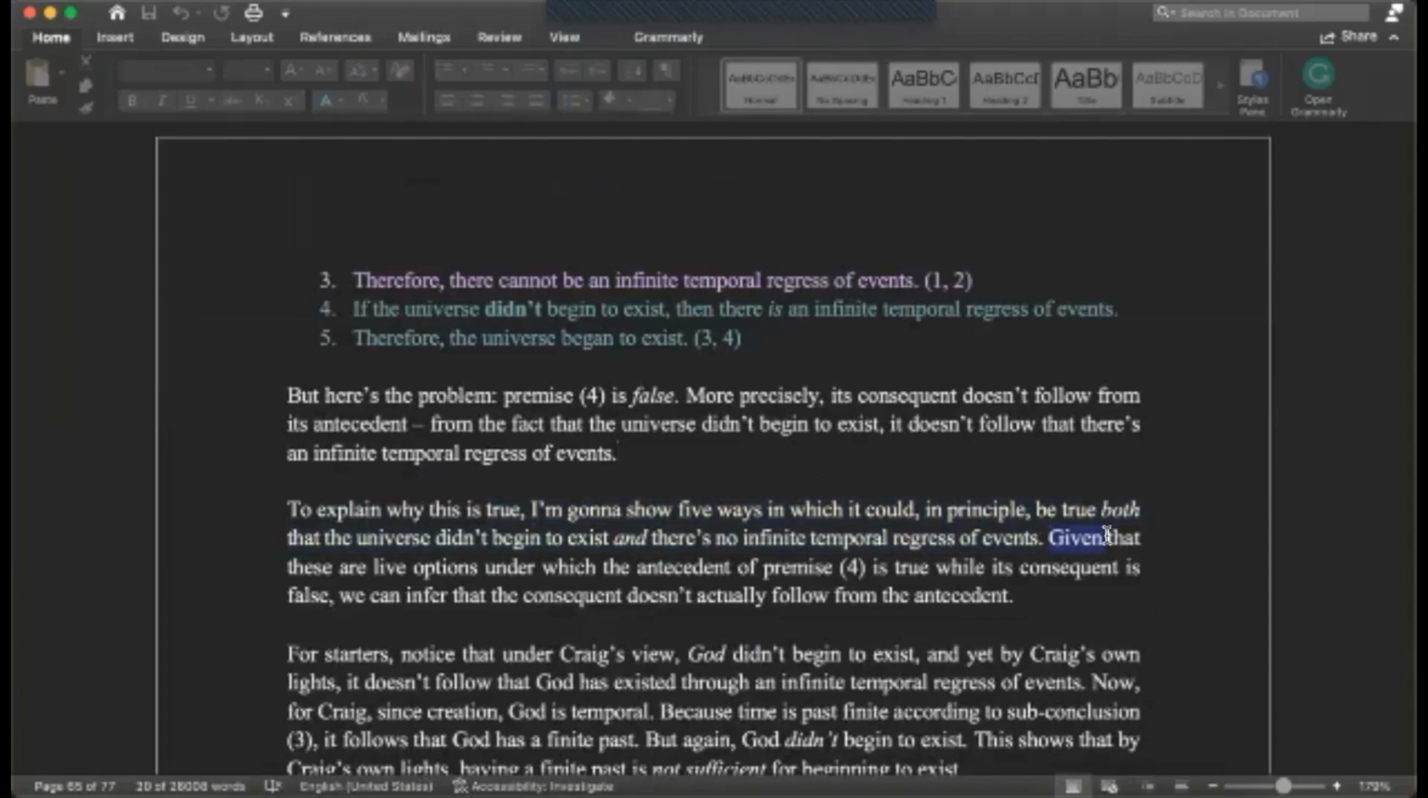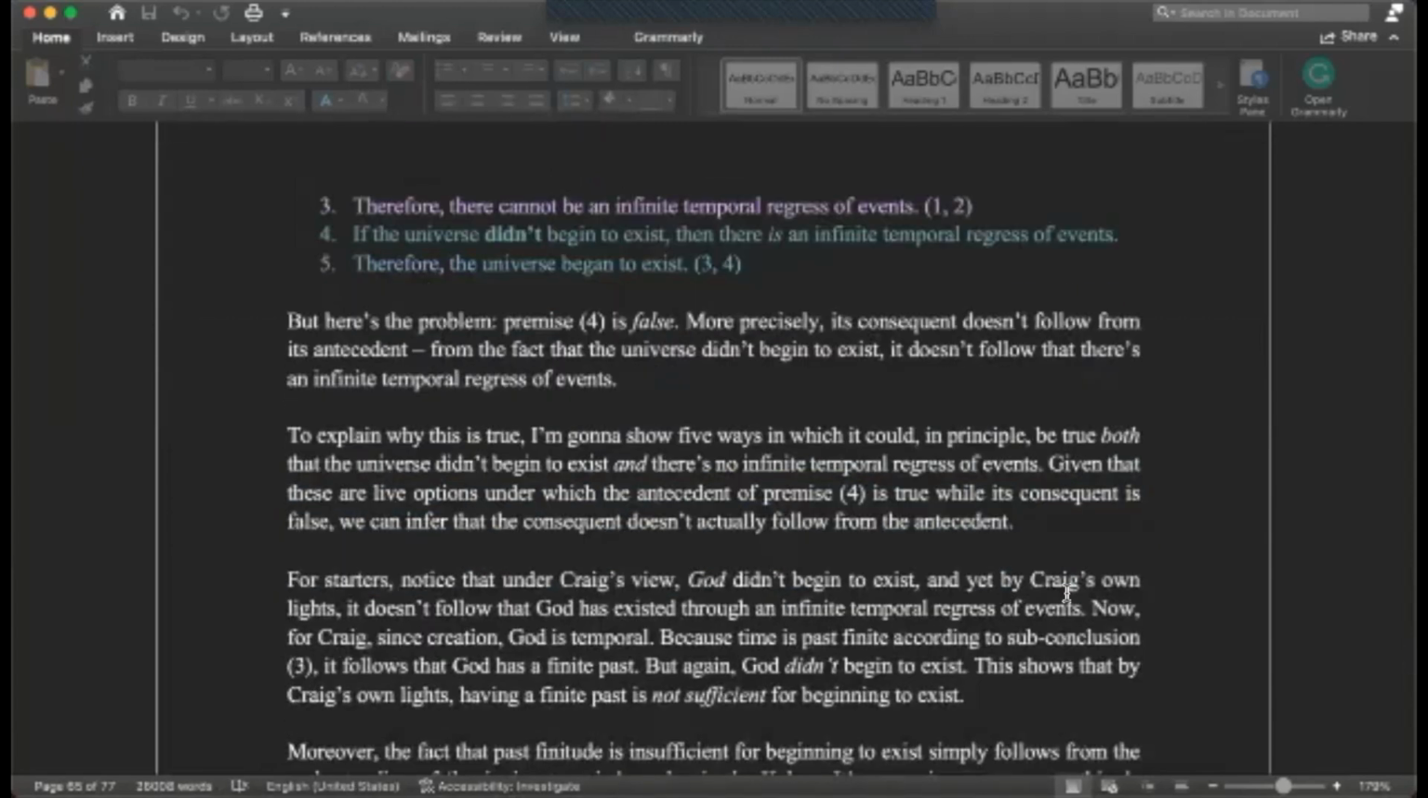Given that these are live options under which the antecedent of premise 4 is true, while its consequent is false, we can infer that the consequent doesn't actually follow from the antecedent. For starters, notice that under Craig's view, God didn't begin to exist, and yet by Craig's own lights, it doesn't follow that God has existed through an infinite temporal regress of events. Now, for Craig, since creation, God is temporal. Because time is past finite, according to subconclusion 3, it follows that God has a finite past.